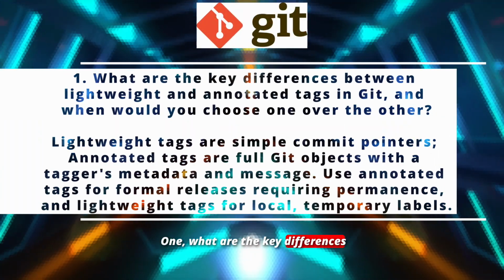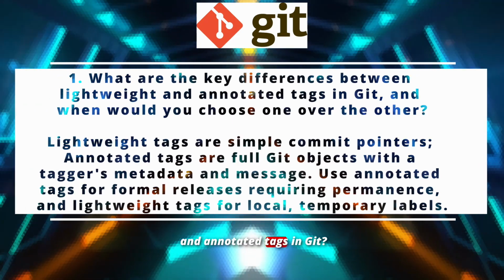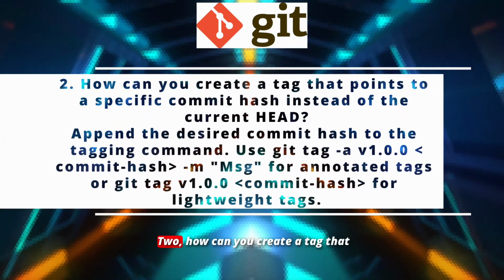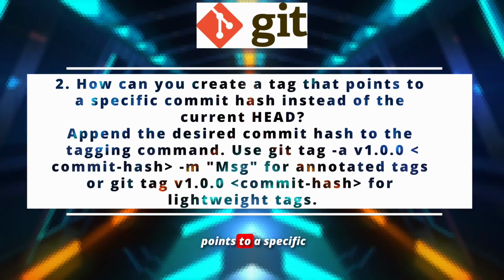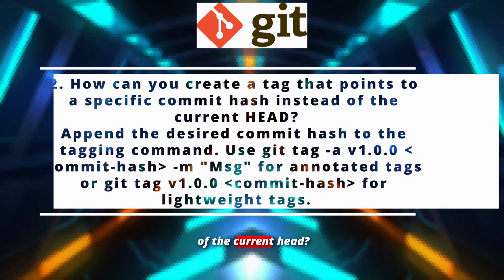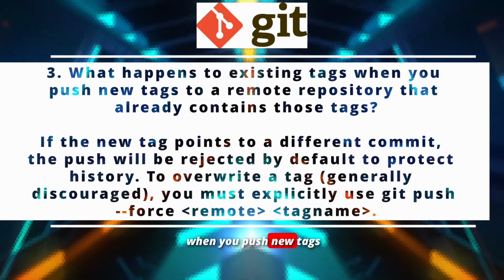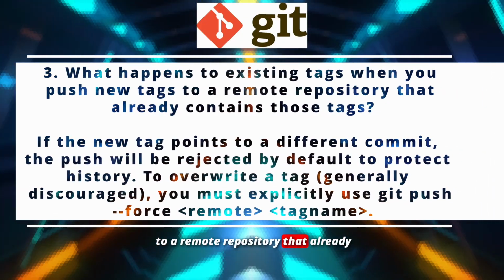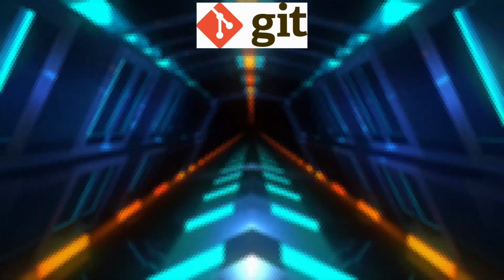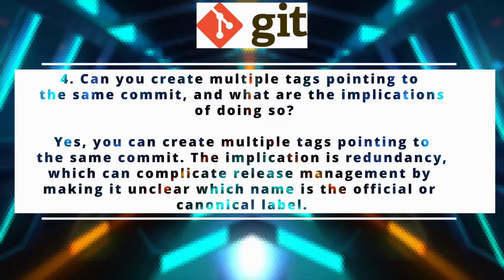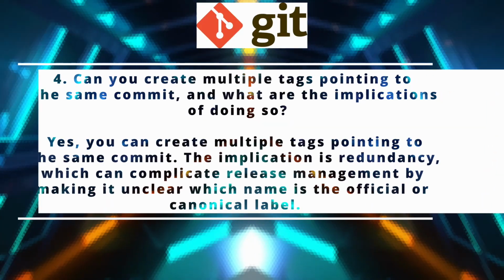1. What are the key differences between lightweight and annotated tags in Git, and when would you choose one over the other? 2. How can you create a tag that points to a specific commit hash instead of the current HEAD? 3. What happens to existing tags when you push new tags to a remote repository that already contains those tags? 4. Can you create multiple tags pointing to the same commit, and what are the implications of doing so?